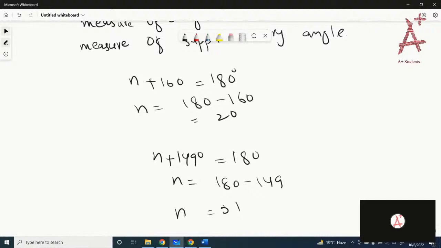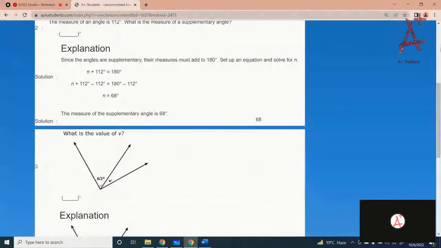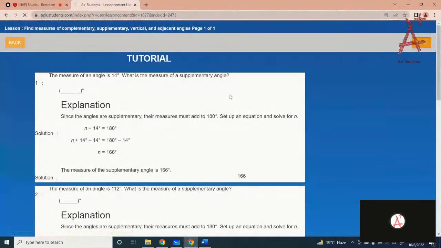Got it? Okay, on the top right corner, you have a test button. Let's just start with the test.